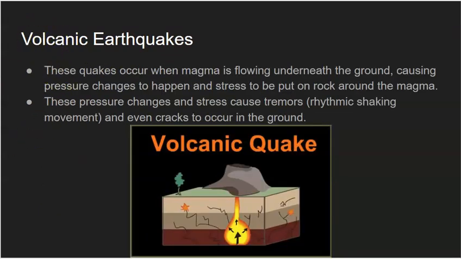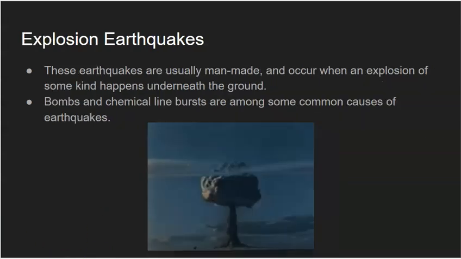Volcanic earthquakes occur when we see magma flowing underneath the ground, and this causes pressure changes and cracks and fissures to happen around that flow of magma. And as those cracks and pressure changes happen, it causes shaking and movement in the ground above that we can feel. And that's called a volcanic quake. It's just from the movement of magma underground and the disturbances of the rock layers in that area.